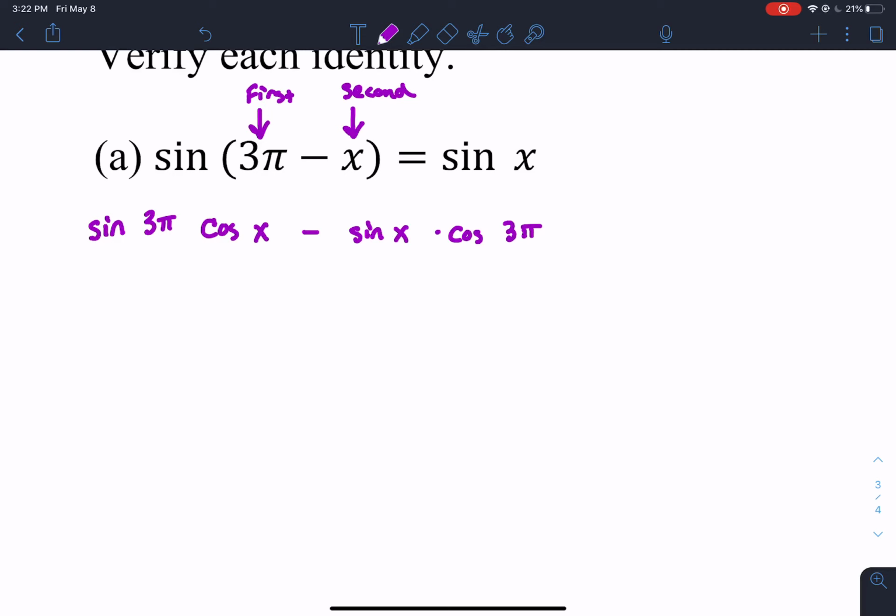Okay, now sine of 3 pi is the same thing as sine of 1 pi, which is actually just 0. So you got 0 times cosine x, minus sine of x. Cosine of 3 pi is really just negative 1. All right, so again, just look at your unit circle to come up with those values. All right, so this first part is just going to go away, and then negative sine times negative 1 is just sine. Okay, so you have your proof.